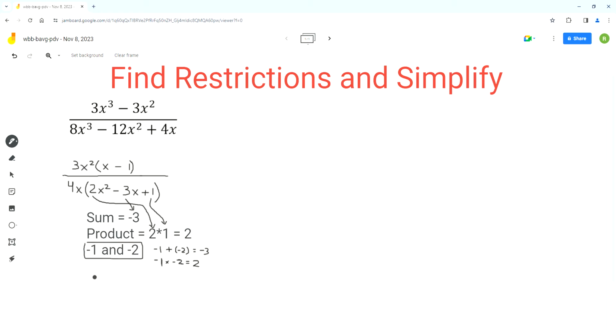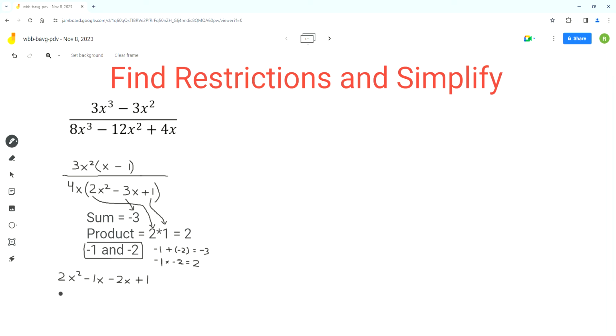So now we can use these two numbers to break up the middle term, because that's what we do in the decomposition method. So now we can just focus on this trinomial to do the factoring, and then we can use the factored form in the whole expression. So our trinomial becomes 2x squared minus 1x minus 2x plus 1.